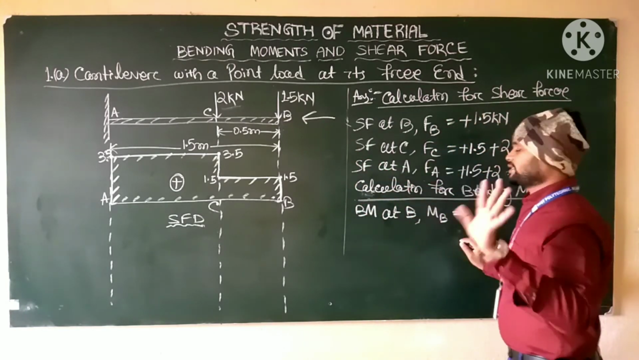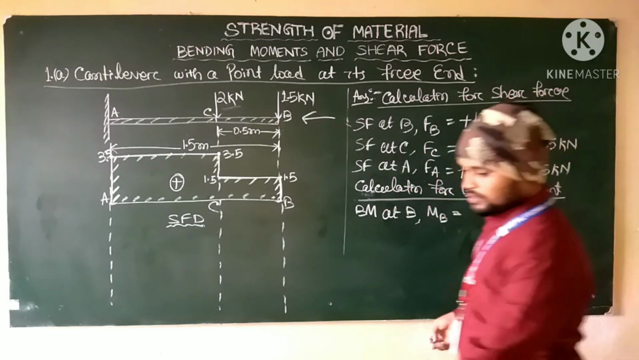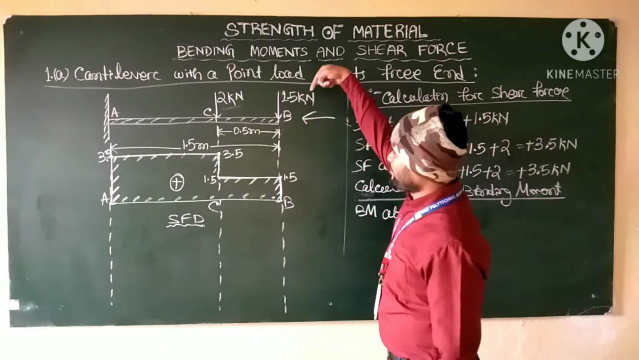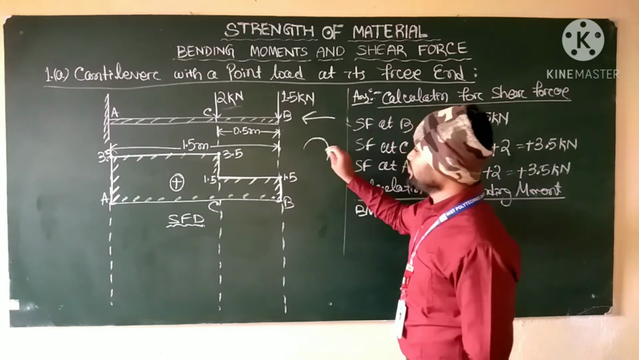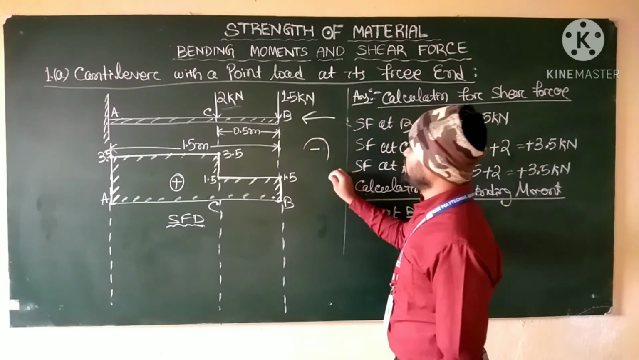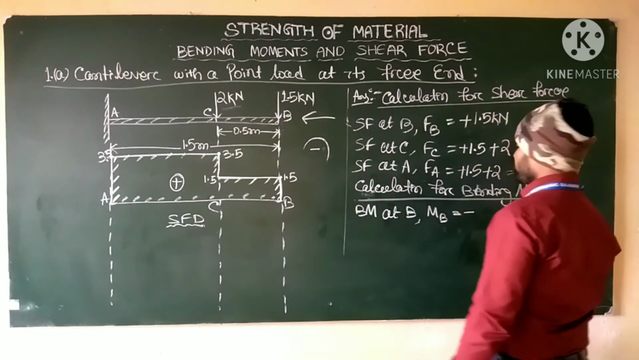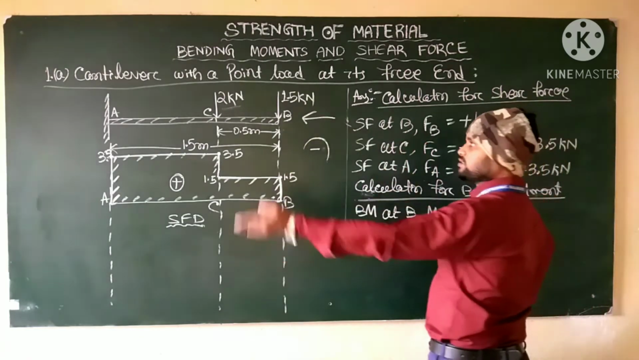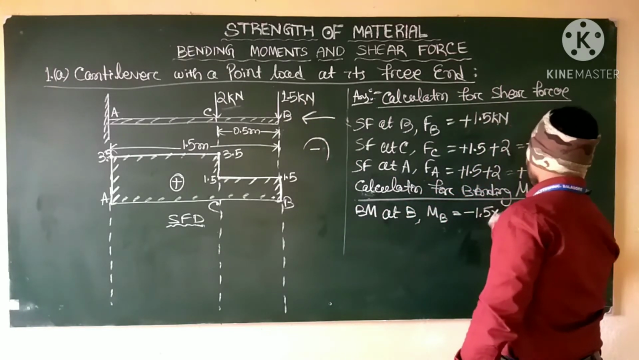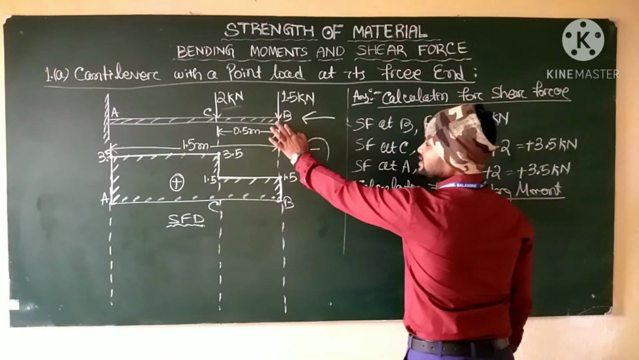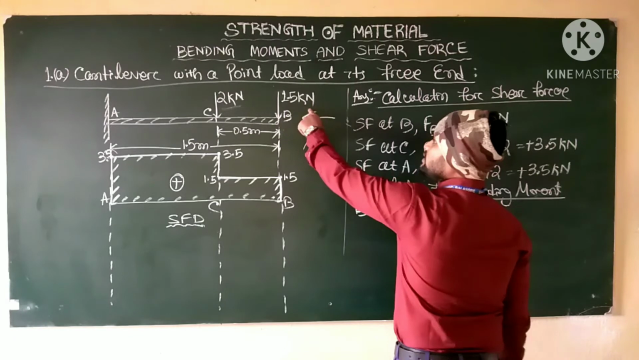Moment means force into distance. So before calculation, first we will consider the sign convention. If the load is applied from upward to downward, then the beam will bend like this. If it bends like this, then we can say negative bending moment, or convexity upward, or sagging moment. So the sign is minus. Then moment means force into distance. So what is the force applied at B? 1.5 into distance. As we are calculating the bending moment at B, and the load is also applied at B.